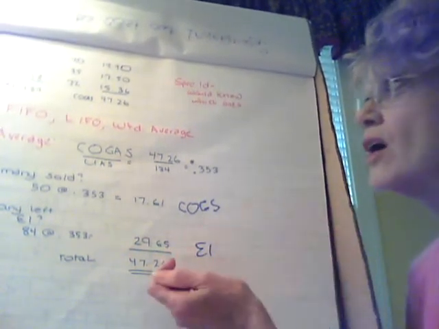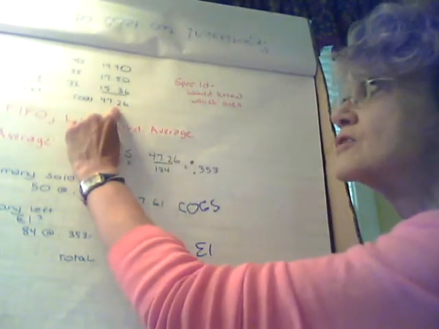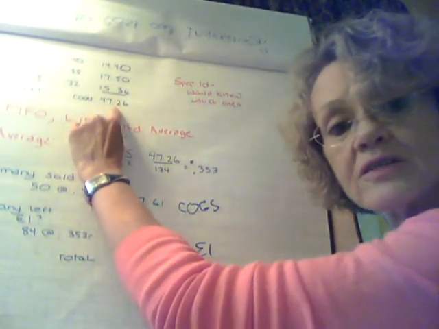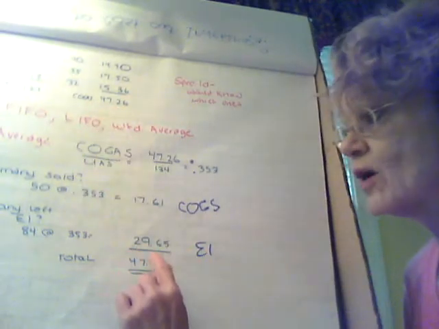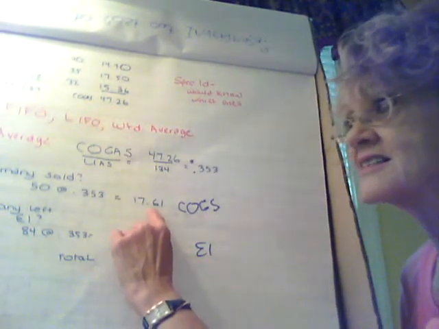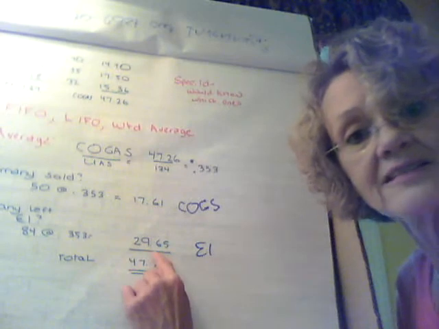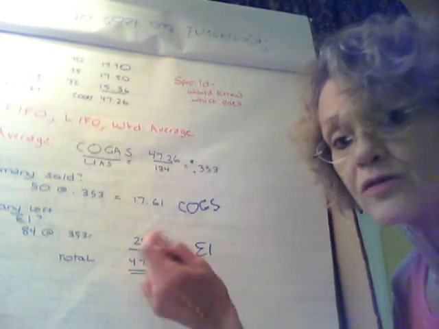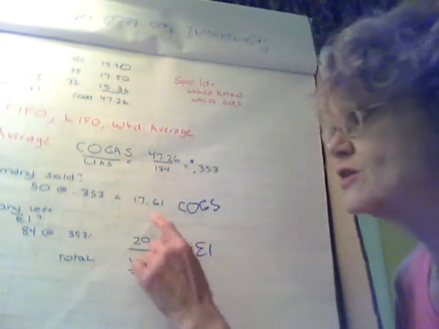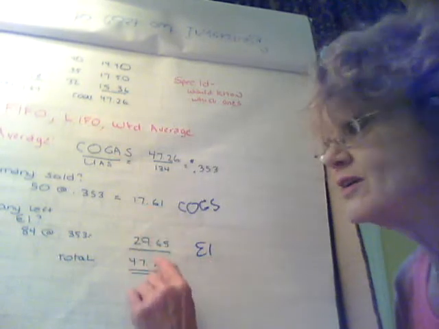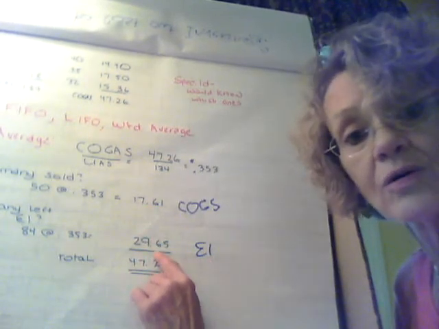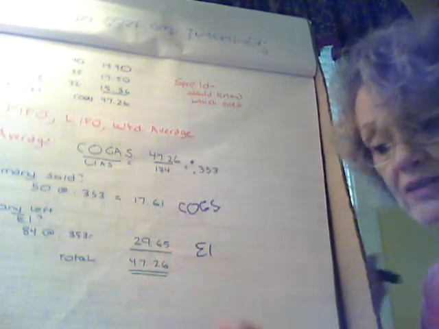Now, does that work? If you take cost of goods available for sale of 47.26 and you subtract the 17.61, you will get the 29.65 in ending inventory. So if you were a periodic business and you could figure out the 17.61, you could back into cost of goods sold. And that is the weighted average method.